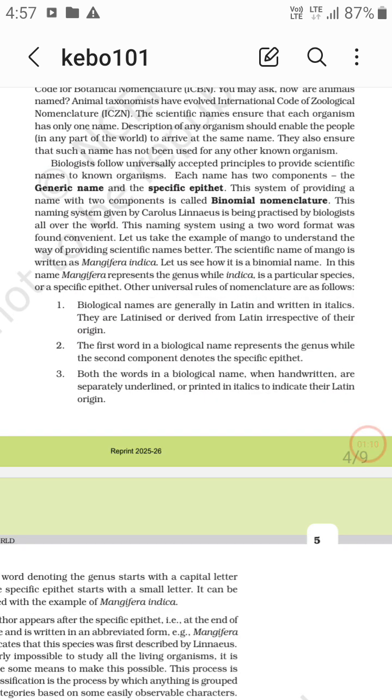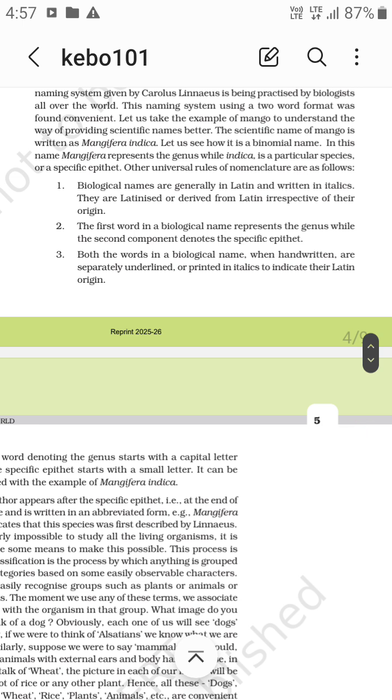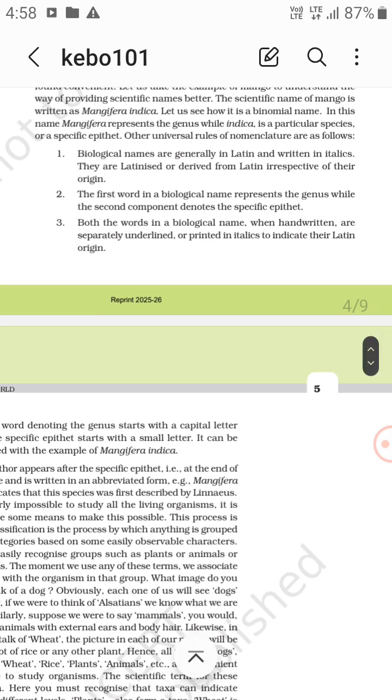Okay, each scientific name has two components: the generic name and the specific epithet. This system of providing a name with two components is called binomial nomenclature, and this naming system was given by Carolus Linnaeus. Biological names are generally in Latin and written in italics. They are Latinized or derived from Latin irrespective of their origin. The first word in a biological name represents the genus, while the second component denotes the specific epithet.